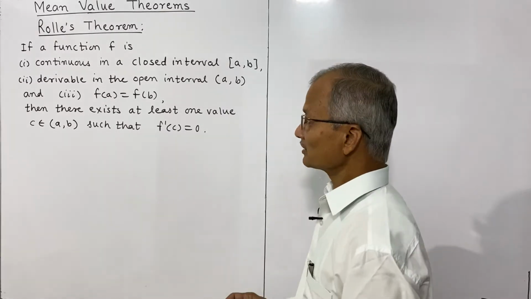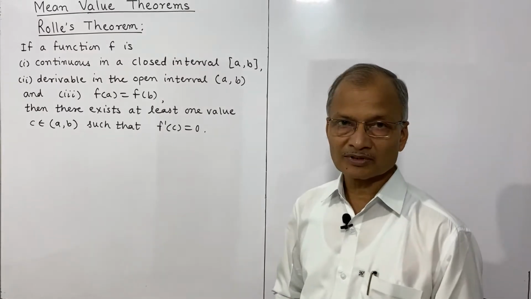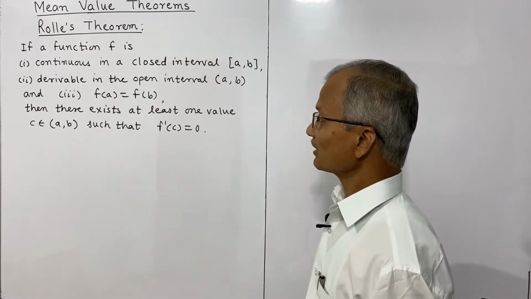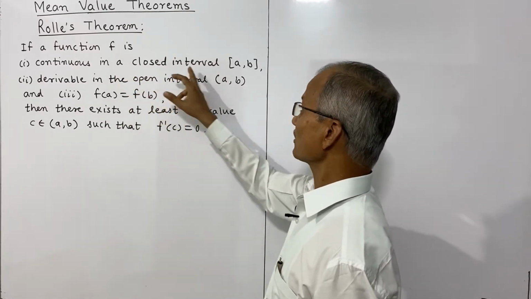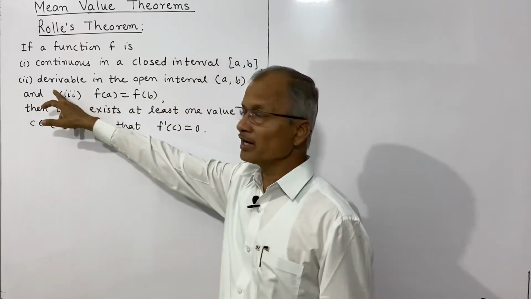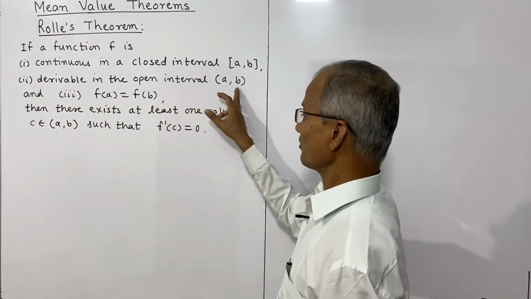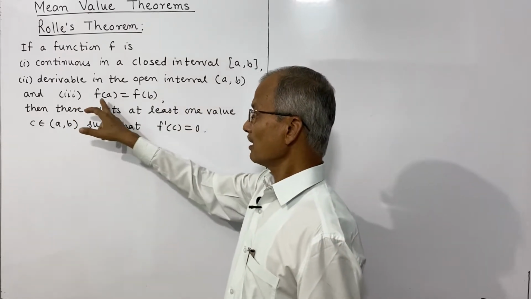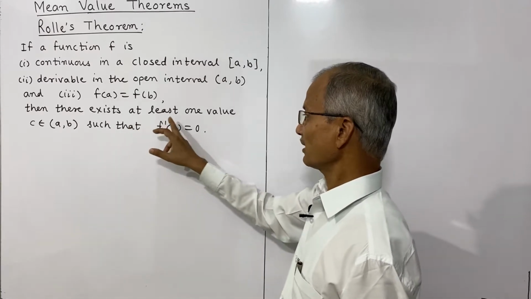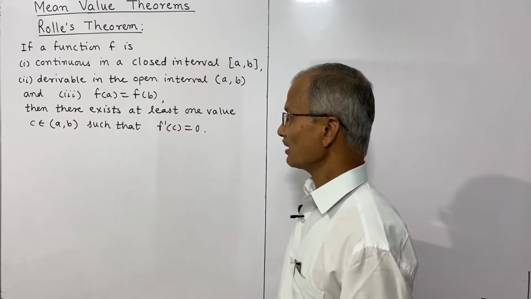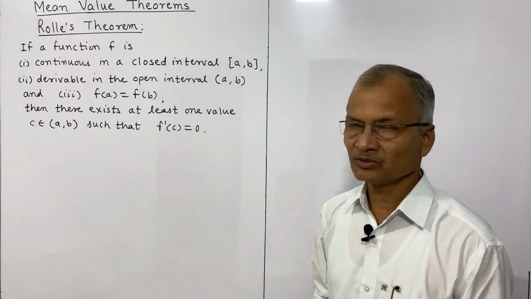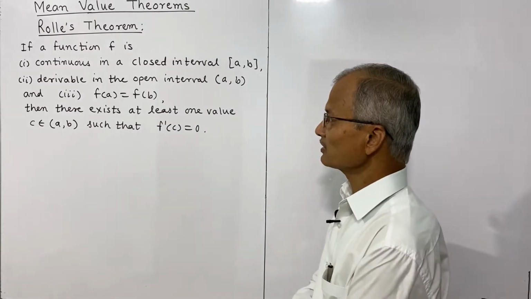I have written a statement, the statement of Rolle's theorem. The statement is, if a function f is first continuous in a closed interval a comma b, second derivable in the open interval a comma b, and third f of a is equal to f of b, then there exists at least one value c in the open interval a b such that f dash of c is equal to 0. So this is Rolle's theorem.